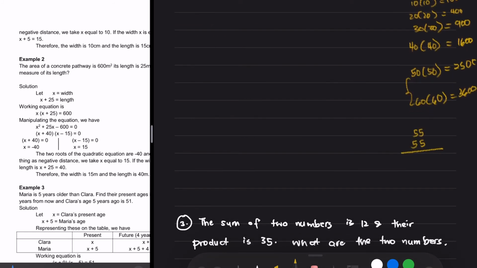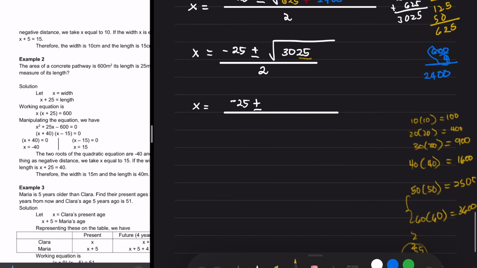5 times 5, 25. 5 times 5, 25 plus 2, 27. 5 times 5, 25, 27. 5, carry 1. 7, 8, 9, 10, 3. Ayun. So, the answer is 55. So, square root of 3,025 is 55.